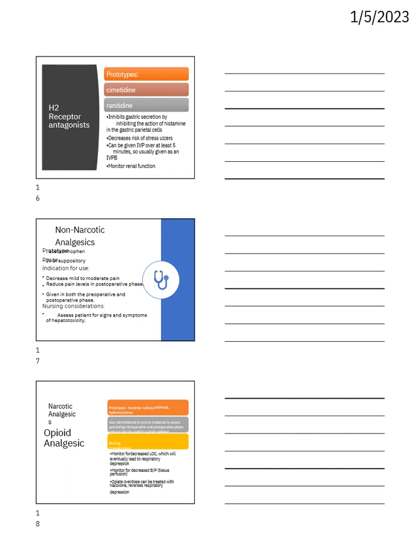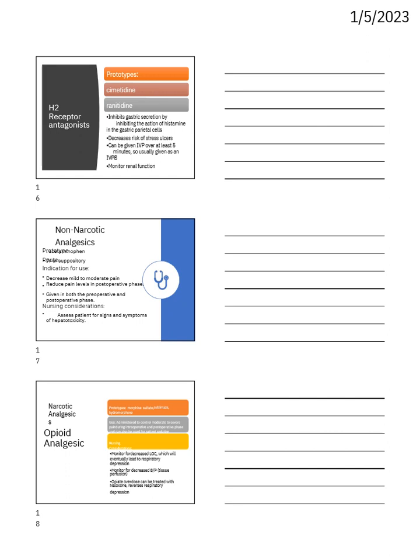Your examples are cimetidine and ranitidine. It can be given orally, IM, or IV. It can also be given IV piggyback over at least 5 minutes, so usually given as an IV piggyback over 30 minutes. Rapid infusion may cause hypotension, so you need to monitor the patient's blood pressure. As a nurse, you must also monitor renal function as these drugs can be toxic.